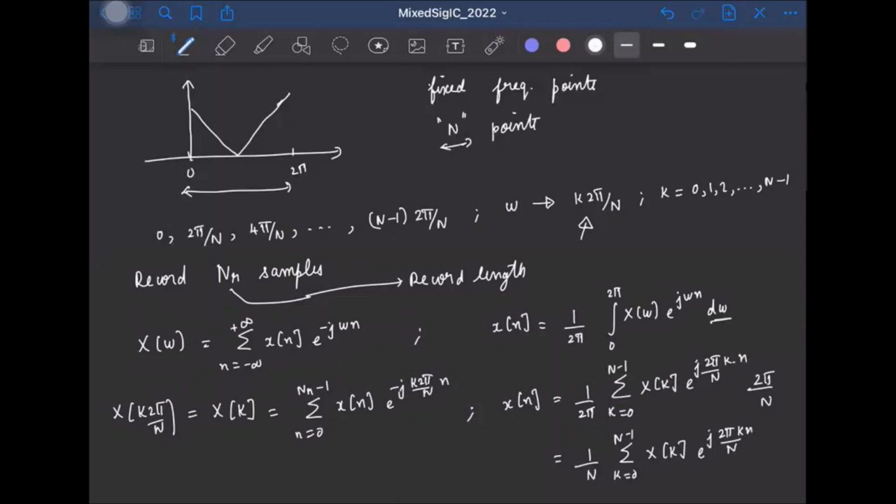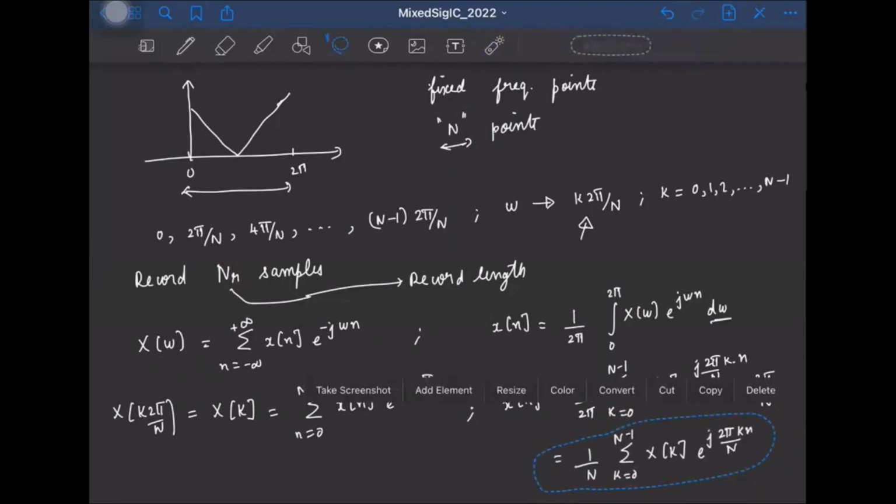Well, at least from this equation, it looks like there is no constraint or relation between this NR and n. NR is the number of samples for which we have recorded the signal, and n is the number of frequency points. But before jumping to that conclusion, let's actually take a look at this equation. Let me first copy paste it.